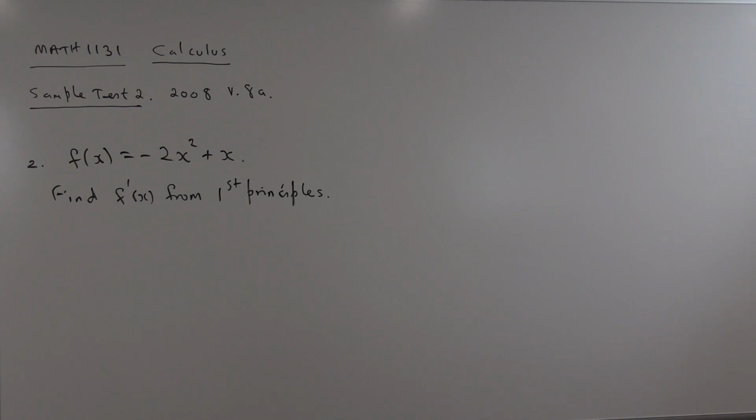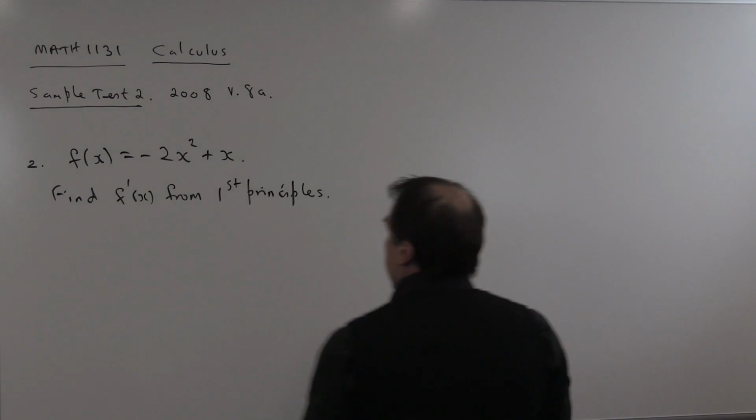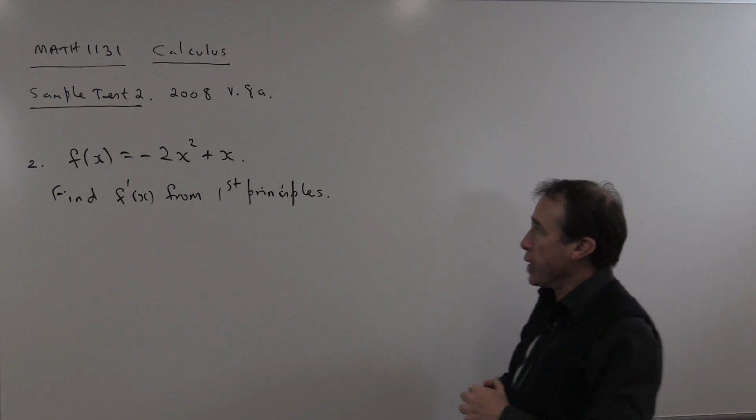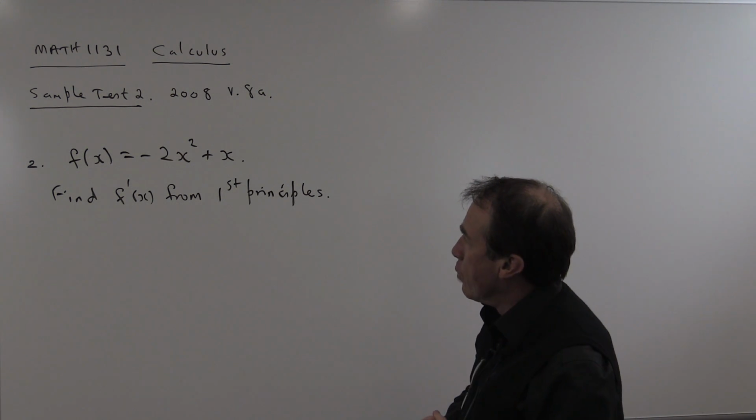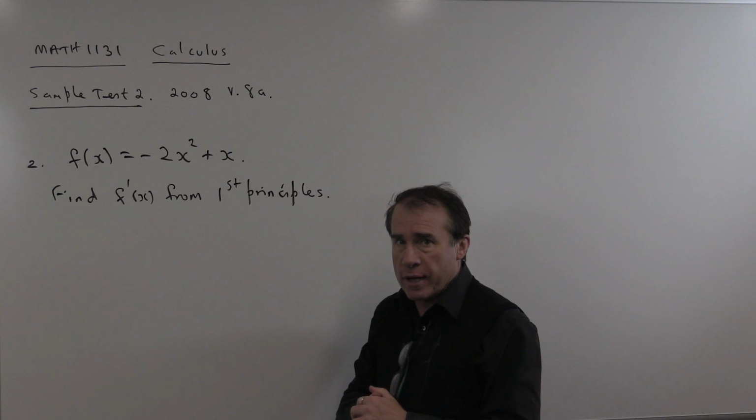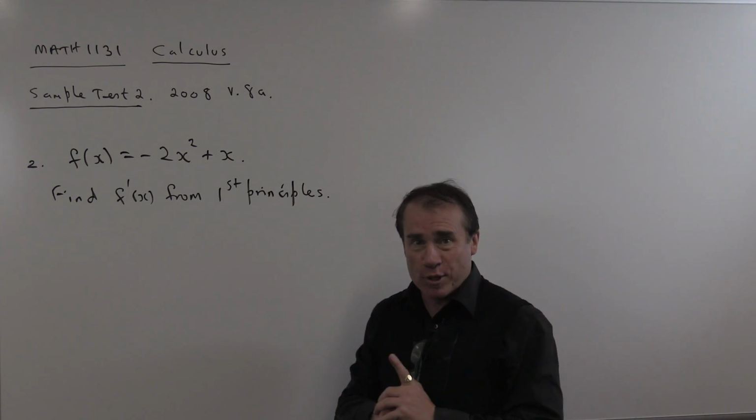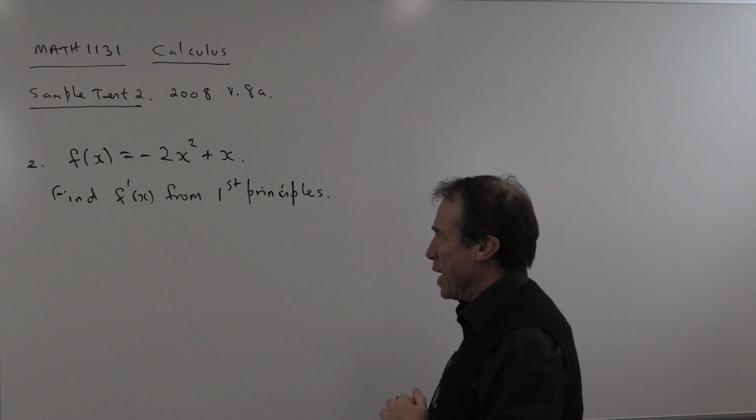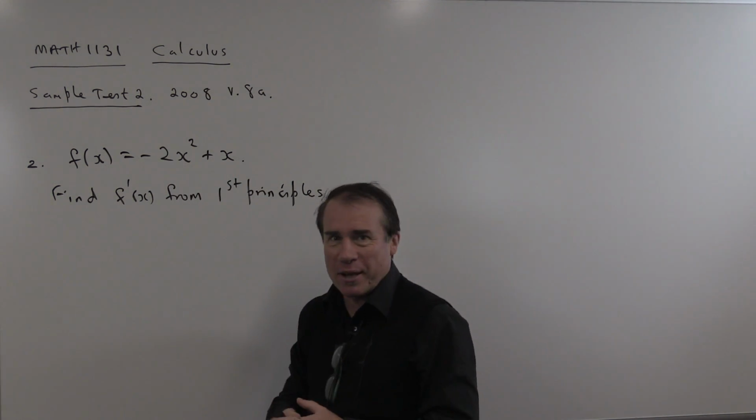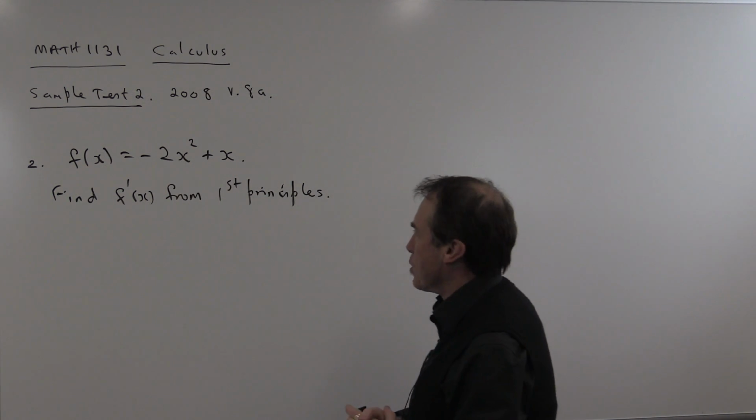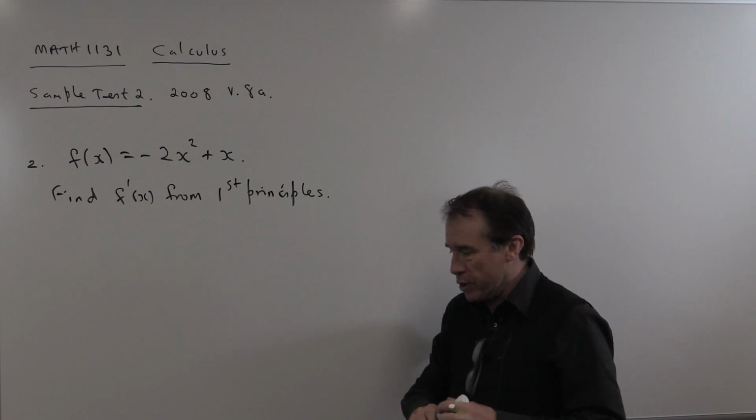So for question 2, we're given the function f of x is minus 2x squared plus x, and we're asked to find the derivative f dashed of x, but from first principles. Well, we know what the answer is. We can differentiate this in our heads. It's minus 4x plus 1, but we have to do this from first principles.